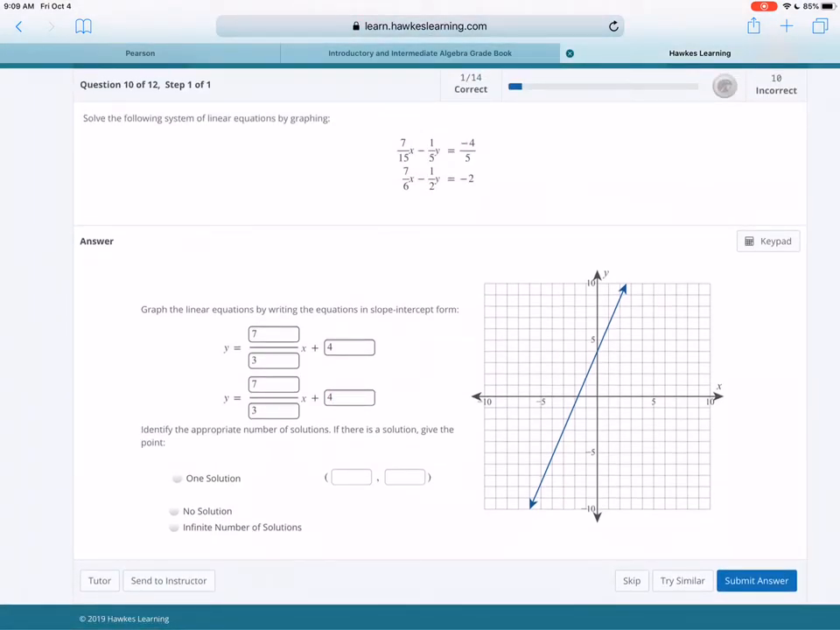And so I can see here in my graph, these are the exact same line, so they intersect at every single point on the line, which is why this is the case where we have an infinite number of solutions.